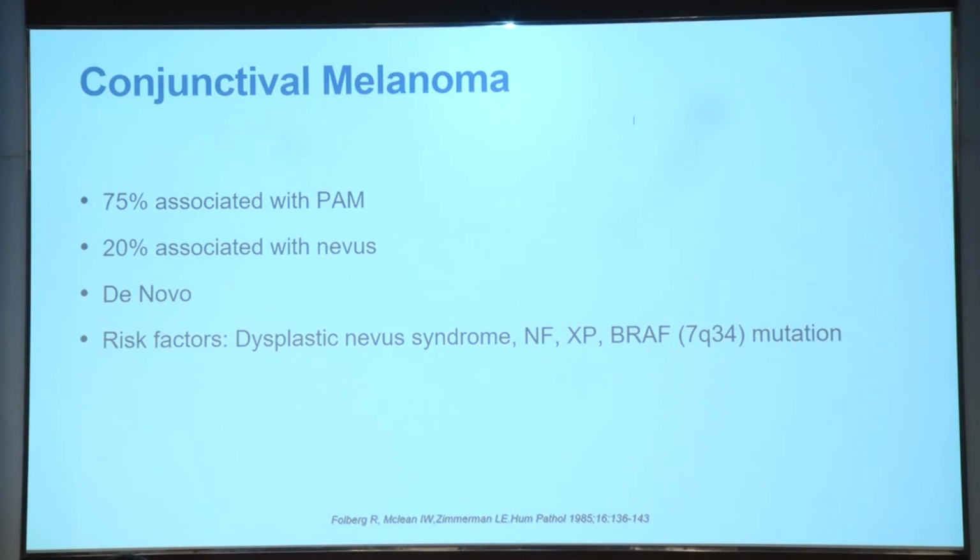So moving on to the most notorious type of pigmented lesion on the surface, that's the conjunctival melanoma. Almost 75% of these are associated with primary acquired melanosis with atypia. Rarely, 20% may be associated with or develop from a nevus, and very few of them arise without any of these pre-existing lesions. There can be some risk factors like dysplastic nevus syndrome or neurofibroma or xeroderma, as Fairuz mentioned for OSSN.